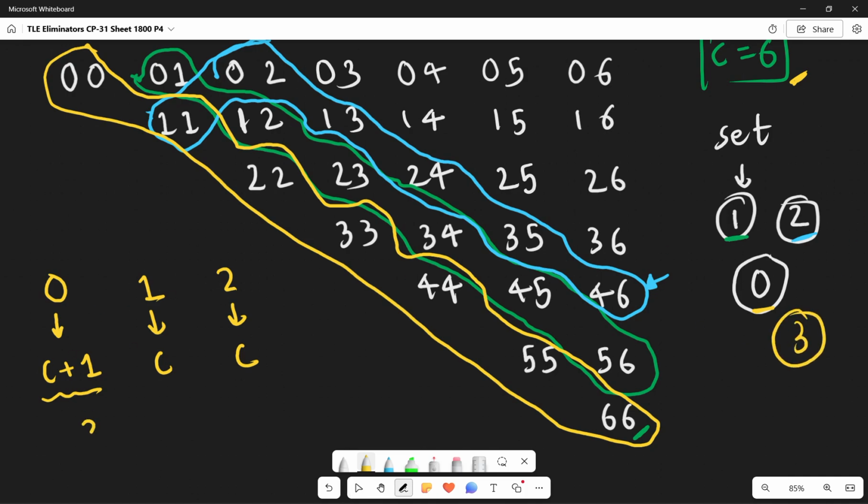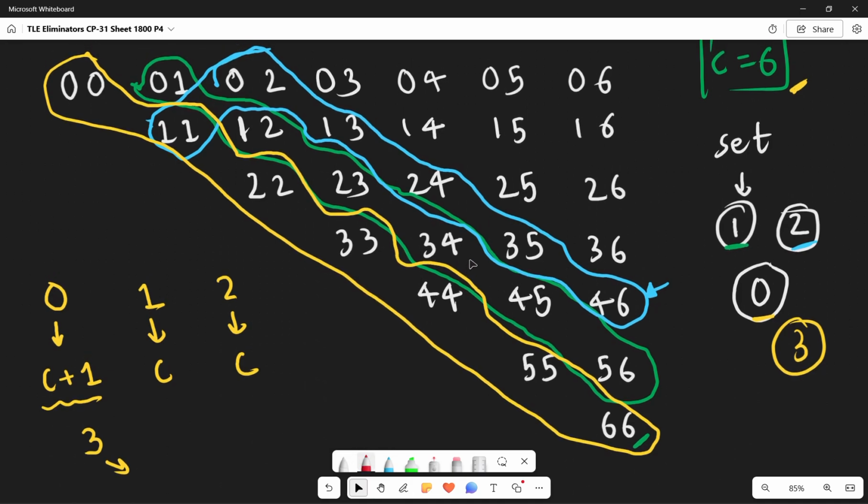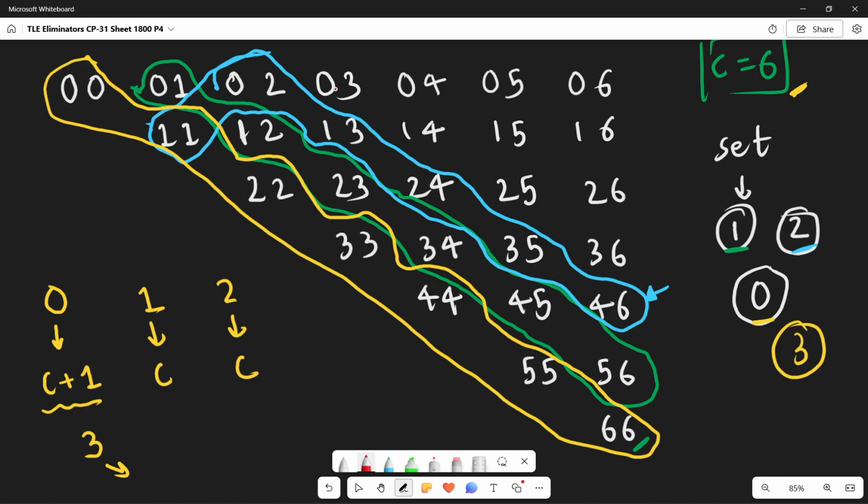Okay, what about if our set contains 3? Let the color be red. For 3, I can notice that I cannot take this 1 comma 2 because of its addition, and all these elements because of their subtraction. So the count of these is like C minus 1.